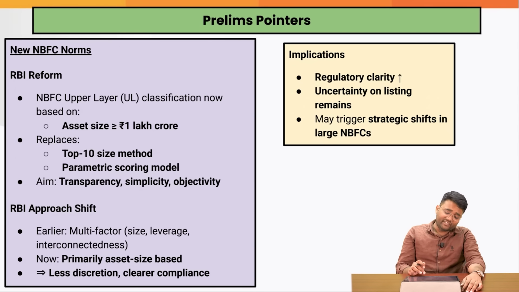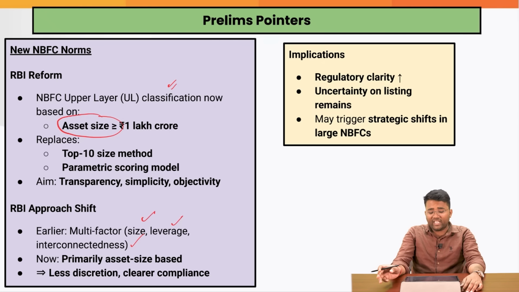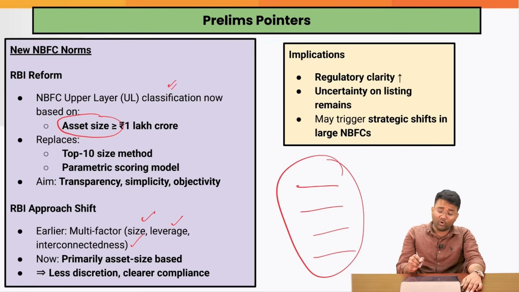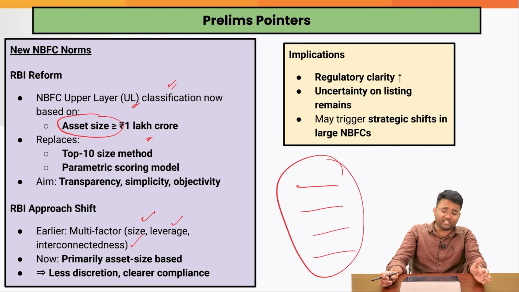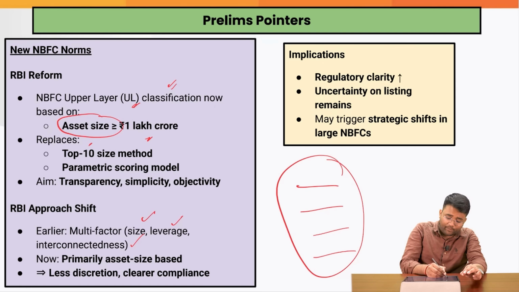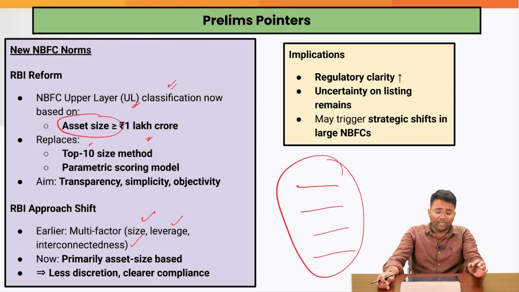Earlier, the classification of the NBFCs was based on a lot of factors, for example, size, leverage, interconnectedness, etc. But now the NBFC classification is mainly based on asset size. There are different layers decided for the NBFCs, and this layer is mainly based on the asset size. What are the assets of the NBFC? The upper layer classification is for those financial companies having an asset size of greater than or equal to 1 lakh crore.